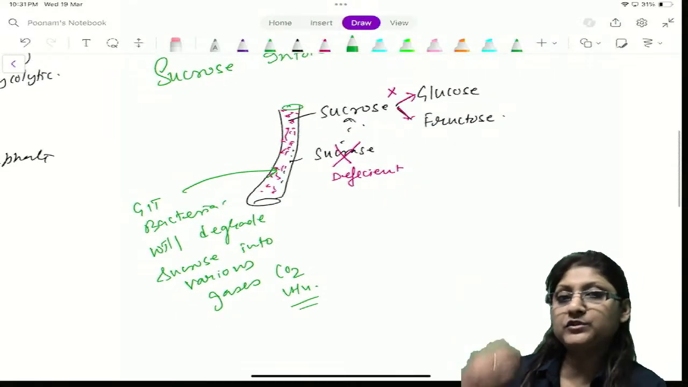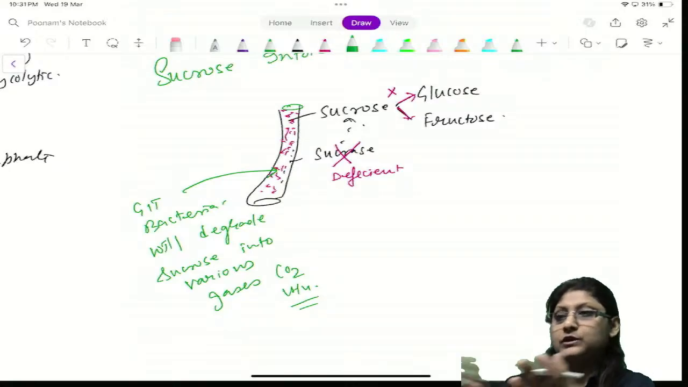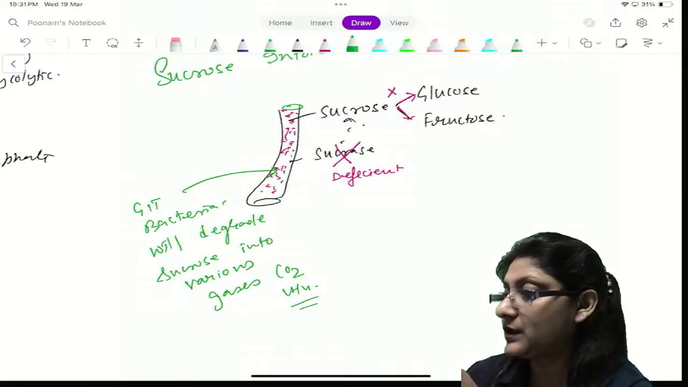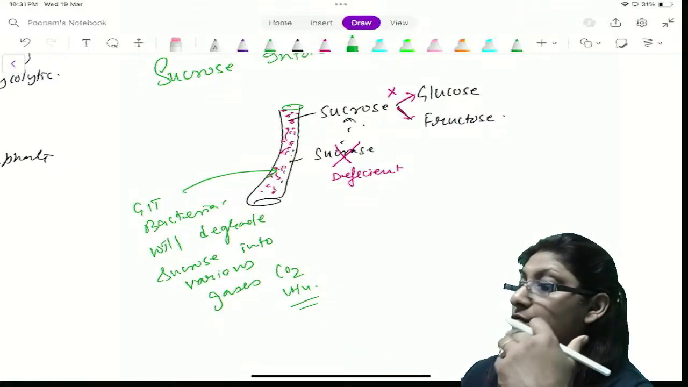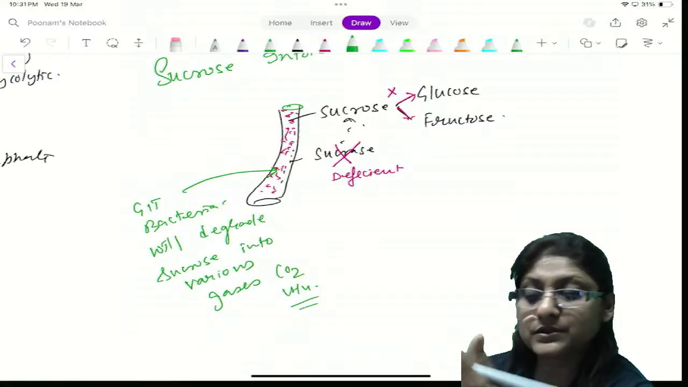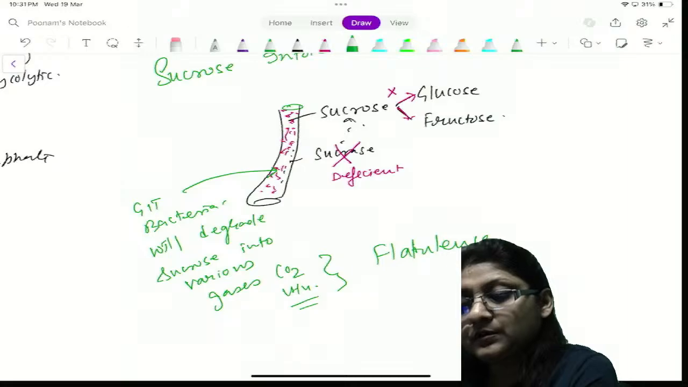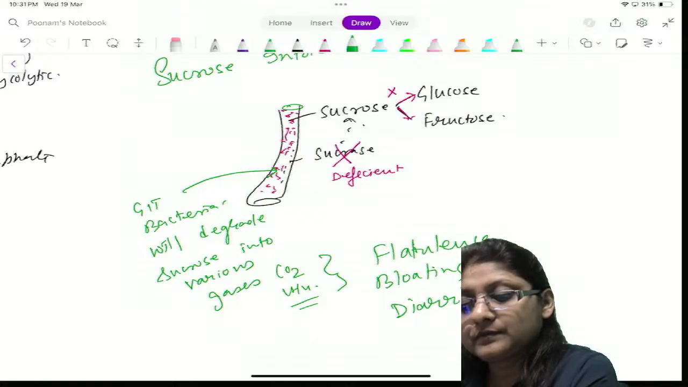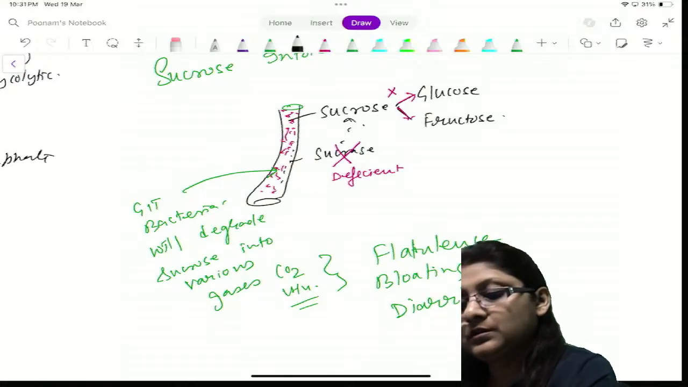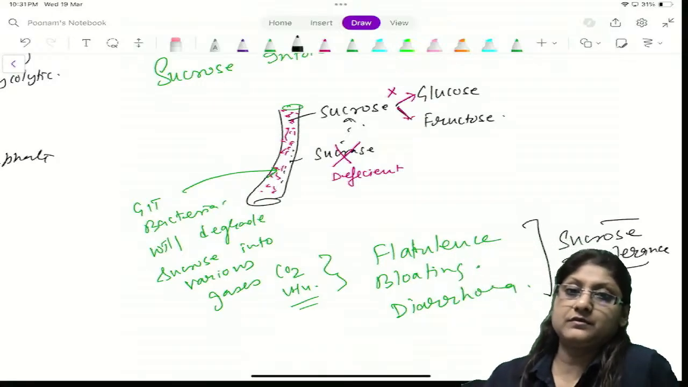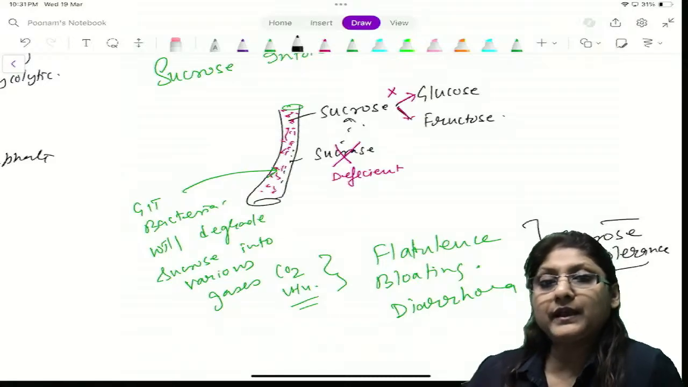So, if you consume sweet food or fruit juice or honey, what is happening? The sucrose is not getting digested, and that's going to be there in the gut, where the GIT bacteria are going to convert that sucrose into various gases. And these gases are going to give flatulence, bloating sensation in the abdomen, diarrhea. This condition is called sucrose intolerance. The person is going to have GIT discomfort after consuming a sucrose containing diet.